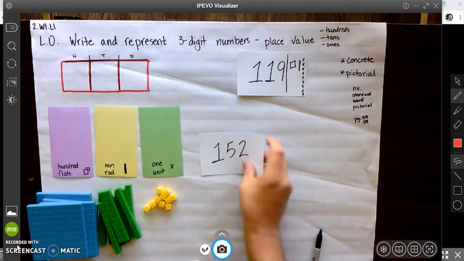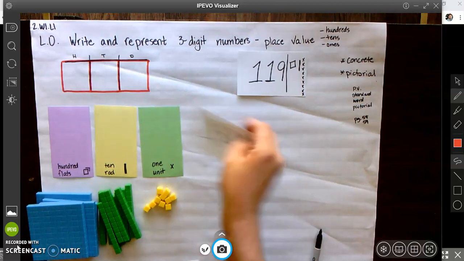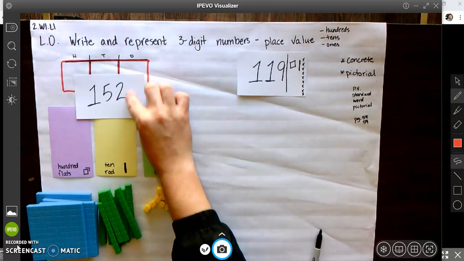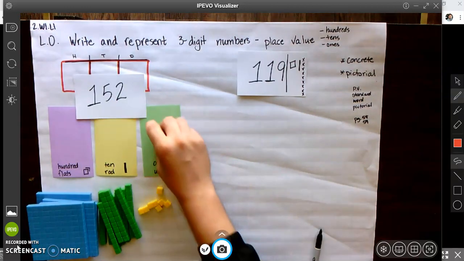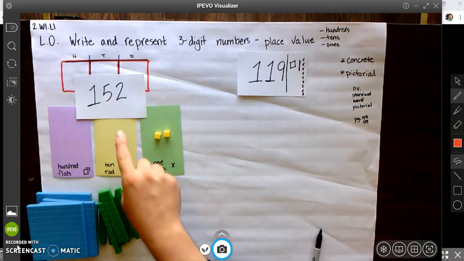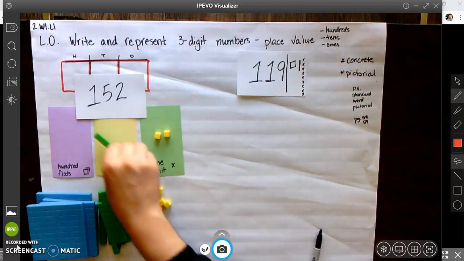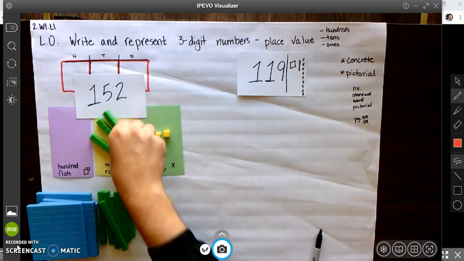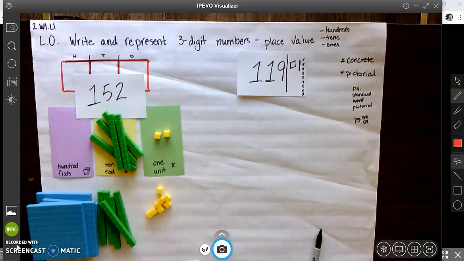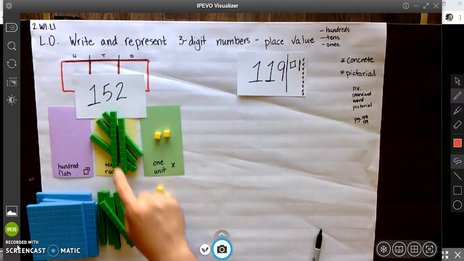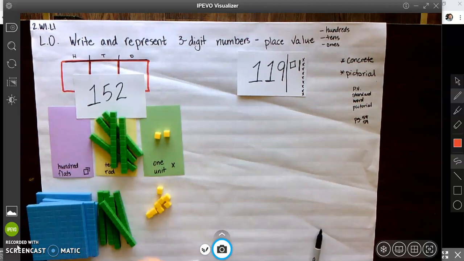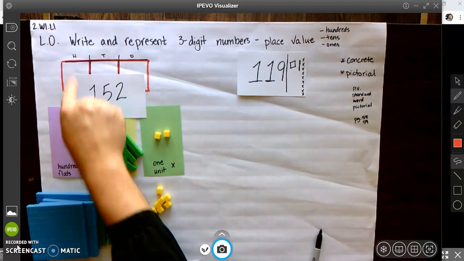Let's go ahead and do 152. So remember, let's go ahead and break it up. How many ones do we have? We've got 2. How many units? 2. How many rods? How many tens do we have? 5. 1, 2, 3, 4, 5. And remember, these don't represent just 5, but really quantities of 10. 10, 20, 30, 40, 50. How many flats? How many hundreds?